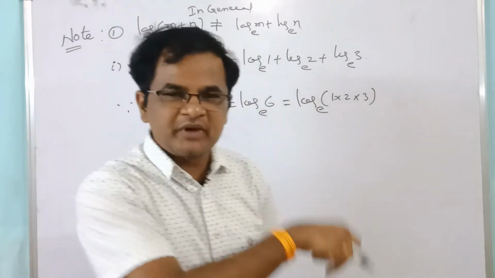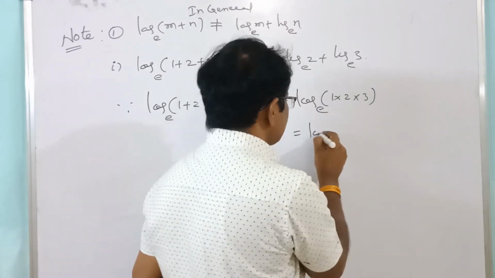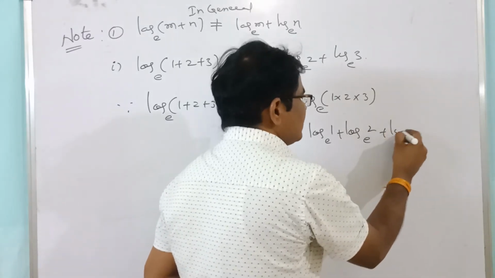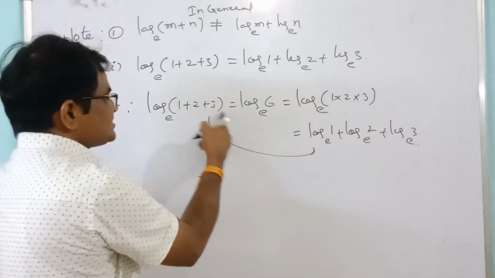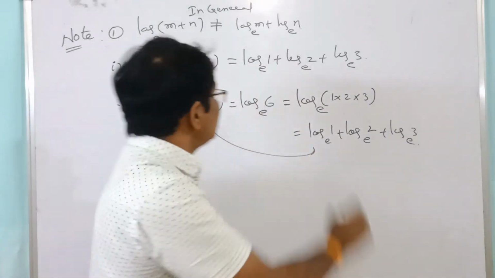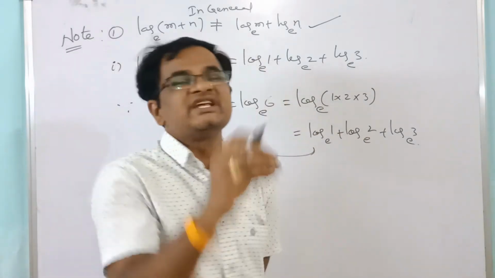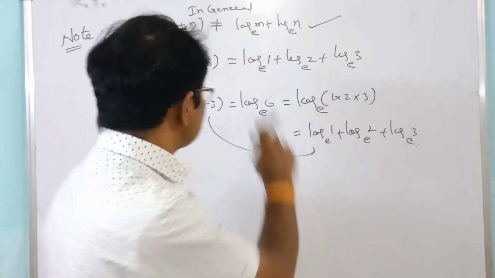Now what is the first property saying? Product of three terms means sum of the three terms you can write. Log 1 to the base e plus log 2 to the base e plus log 3 to the base e. Now what you observed? Log of 1 plus 2 plus 3 equal to this, in general it is not true, but for some values it exists. Right, careful about that one. That's why I given as a note.